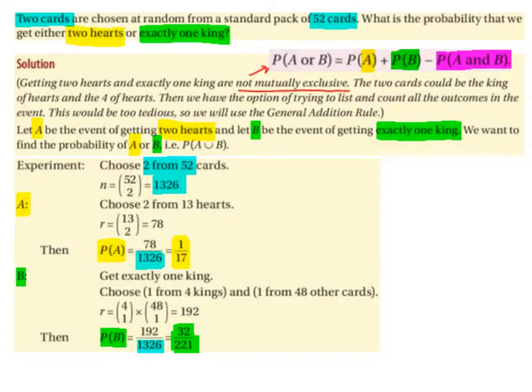So now we have the probability of A and the probability of B. So remember, getting 2 hearts and exactly 1 king are not mutually exclusive. So therefore, we'll have to use our formula, which is the addition formula, which states that the probability of A or B is equal to the probability of A plus the probability of B minus the probability of A and B. So we found the probability of A, we found the probability of B, now we just need to find the probability of A and B.